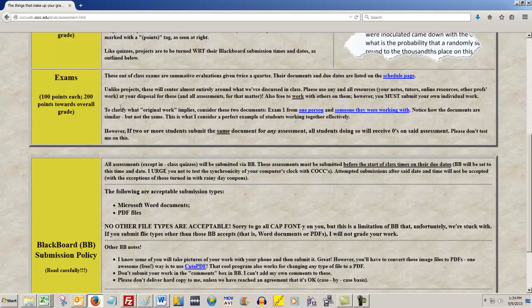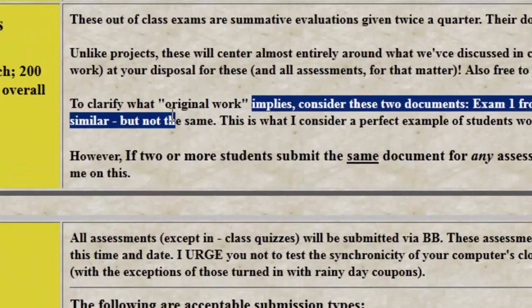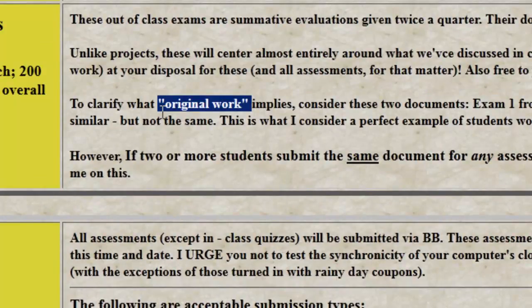So I just want to make sure I clarify real quick what original work means. So I love when you guys work together. I think it's one of the greatest skills you can develop in any college level class. The subject is almost secondarily important to how well you can work as a team. Most of what you do in your jobs will require you to work as part of a team. If you choose to work together, that's totally rad. Just make sure that you work together properly.